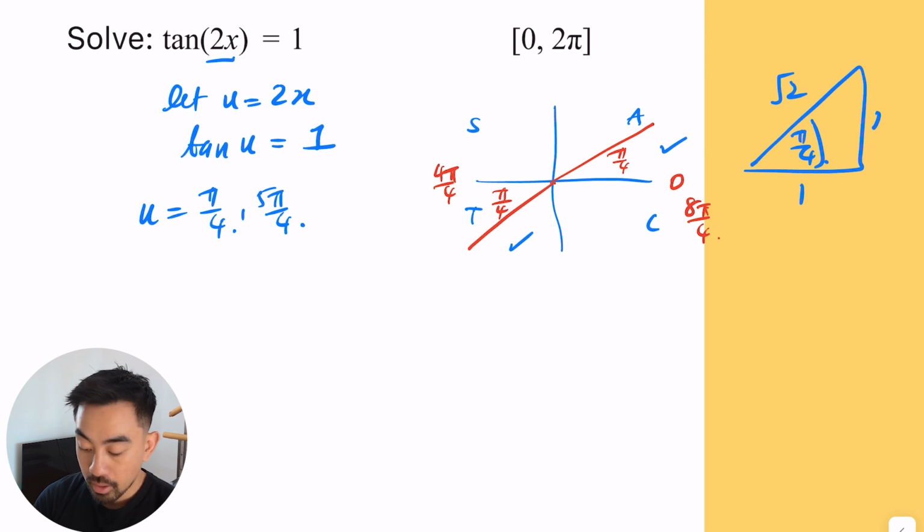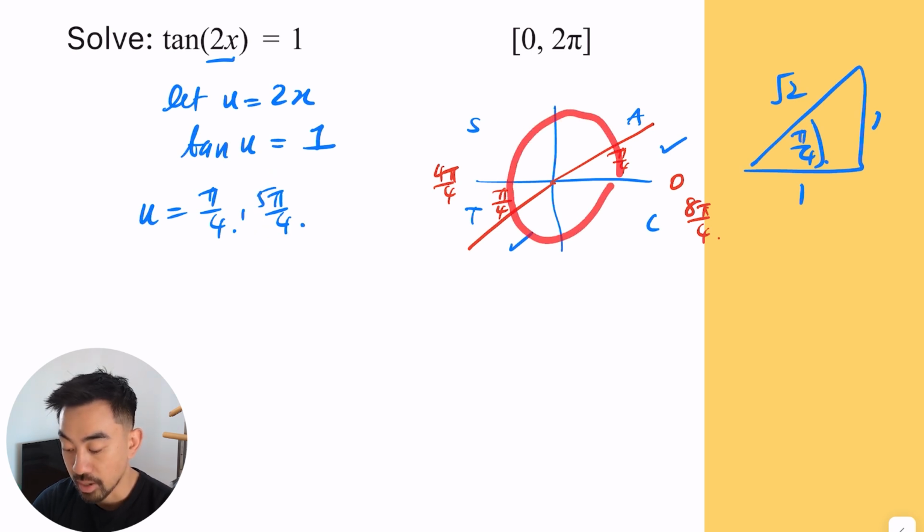Okay, now the question's not done, but we're close. So we let u equal 2x. Now 2x tells us we need to go around the circle twice. So what we need to do is add 2 pi to this solution and that solution, because we're going to go around once, and this would be the second time, so going around here, and this would be also around the second time.